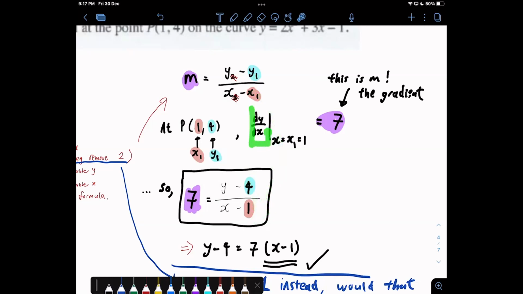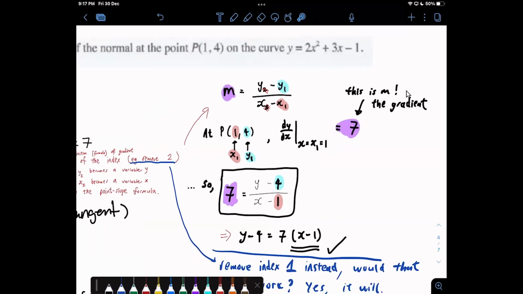Then here dy by dx. Then I draw a line x equals x1 equals 1. It's just saying substitute x with 1 into the dy by dx expression, and we realize it's a 7, the gradient. So you can just sub in the left-hand side with a 7. And this gives you the point slope formula. You just need to multiply the denominator over. Okay? Can you see? Okay. That's the point slope formula.